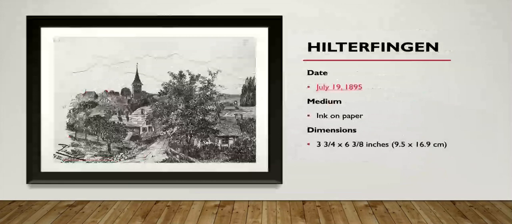The first one is the Hilterfingen. He created it on July 19th of 1895. Now this is one of his earlier pieces, and we can see that he has not made that transition to abstract art yet. This is an ink on paper, and it's very realistic. You can see a church in the background, and trees, and a road, and even probably the Swiss Alps, if I had to bet, in the background.